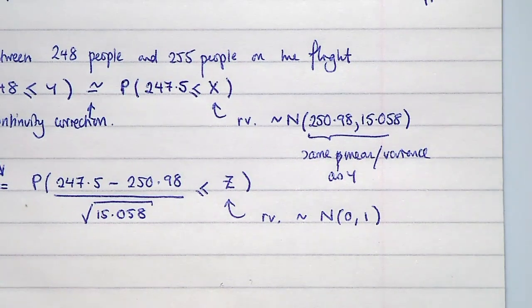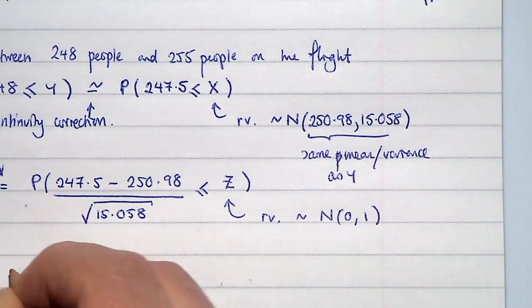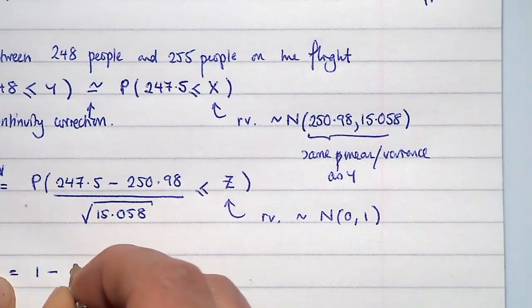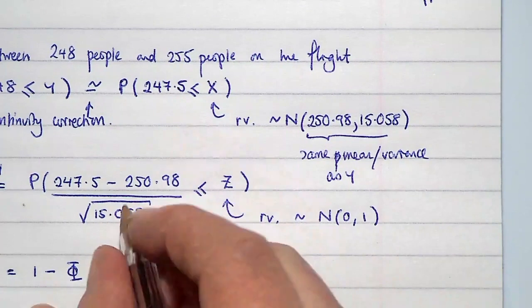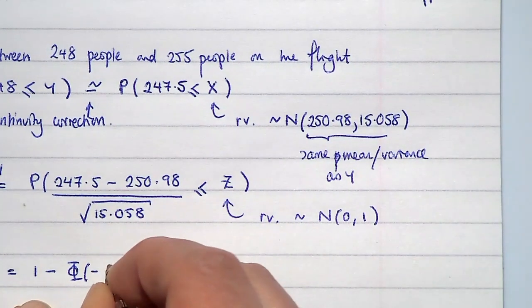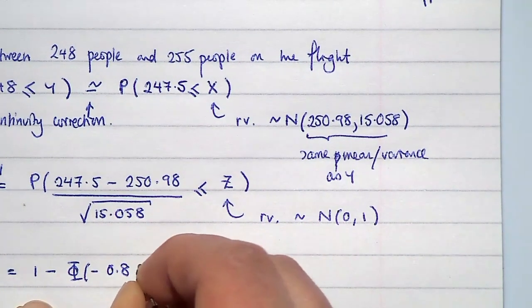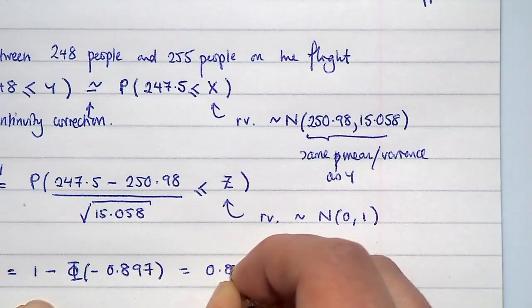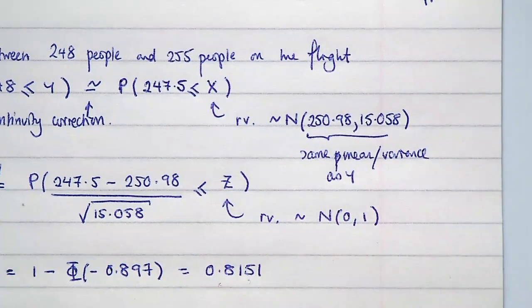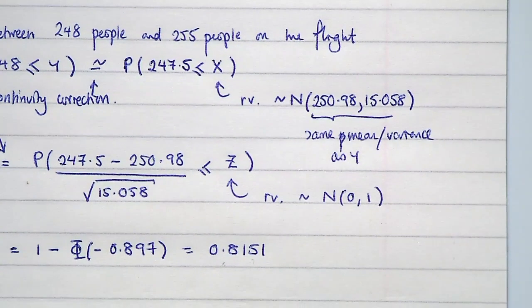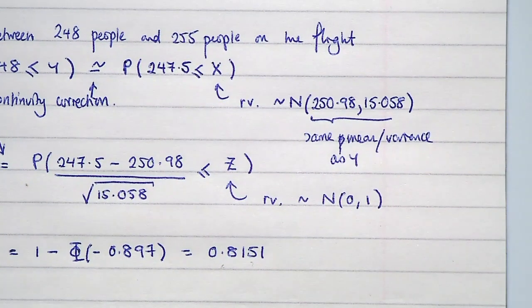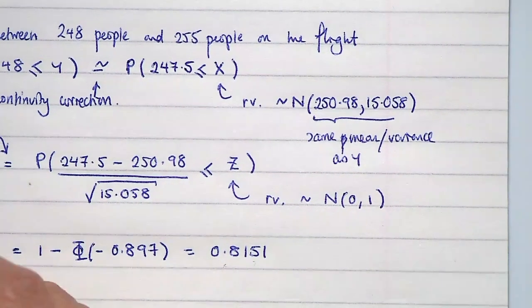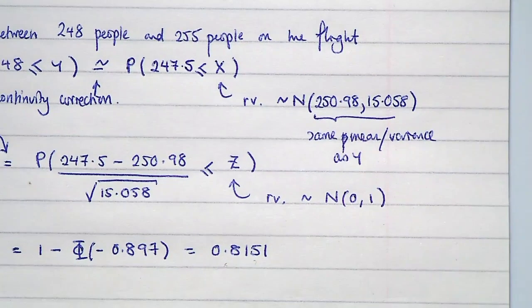So where am I going to be? This is going to be 1 minus the CDF of the normal distribution, evaluated at minus 0.897, and overall is going to give me approximately 81.51%. Okay. And for the fourth part, I was looking for something quite similar. I was looking for the probability that there's enough seats for everybody.